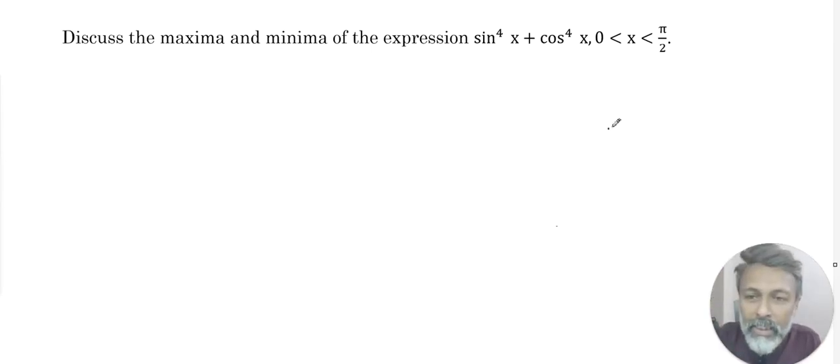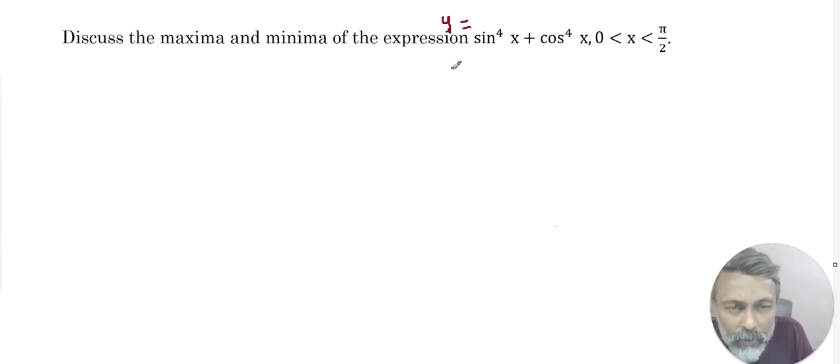Next question. Discuss the maxima and minima of the expression sin raised to 4x plus cos raised to 4x. X is in the first quadrant, 0 to pi by 2, not including 0 and pi by 2. So we are now slowly moving towards trigonometric functions. Very popular question. Let us name this as y equal to.